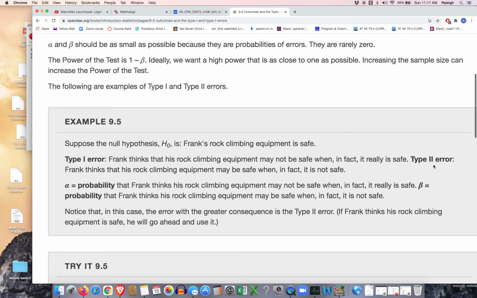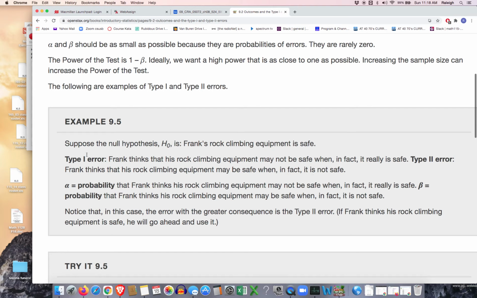But let's take a look at that type 2. Frank thinks his rock climbing equipment is safe, but it's not. Maybe the rope is frayed or something, or termites got in it, or something weird like that that makes it not safe, but yet not especially easy to see.